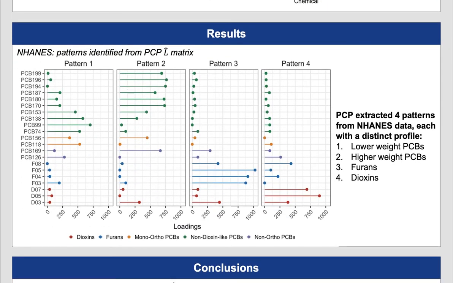PCP identified 4 patterns of exposure from the mixture, each with a distinct and interpretable profile. Pattern 1 is driven by lower weight PCBs, Pattern 2 by higher weight PCBs, and Patterns 3 and 4 by furans and dioxins respectively. These informative patterns can subsequently be included in health analyses.